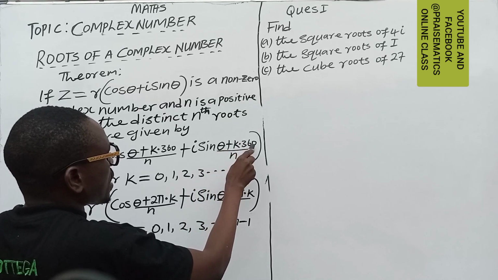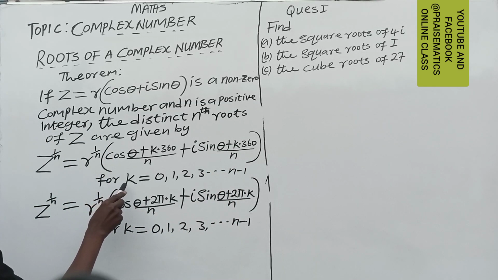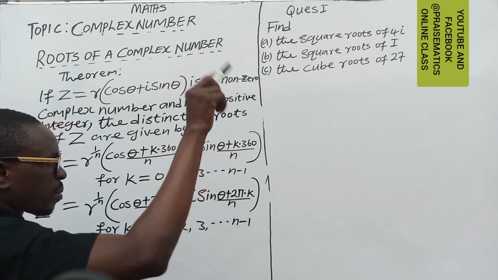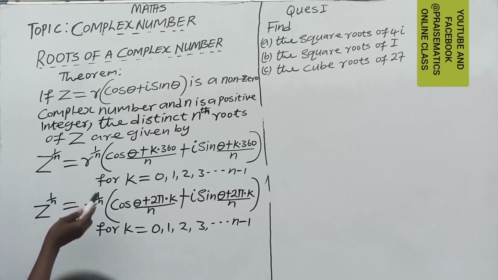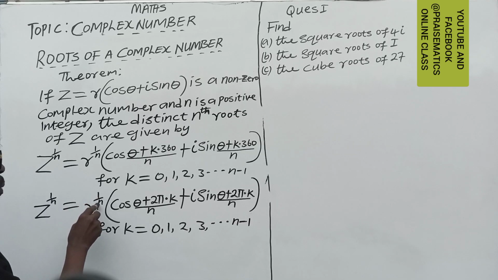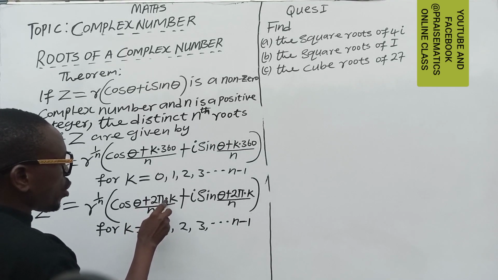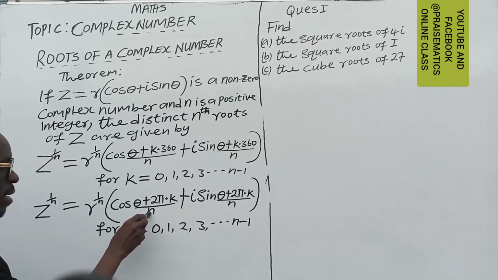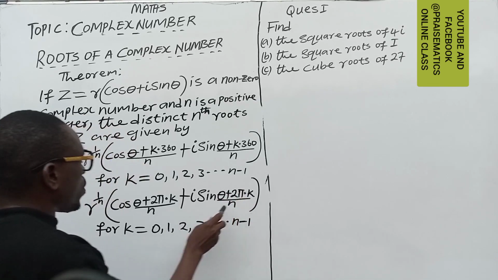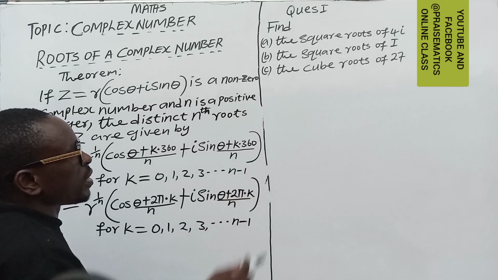k dot 360 all over n, where k is coming from 0, 1, 2, 3, and so on. Or you can write that z raised to power 1 over n is equal to r raised to power 1 over n into cos of theta plus 2 pi dot k all over n plus i sin of theta plus 2 pi dot k all over n, where k is 0, 1, 2, 3, and so on.